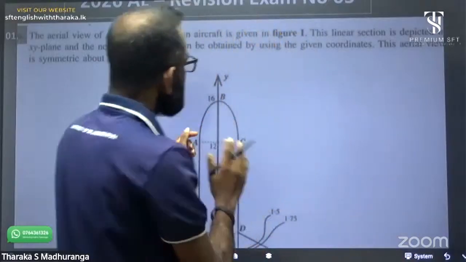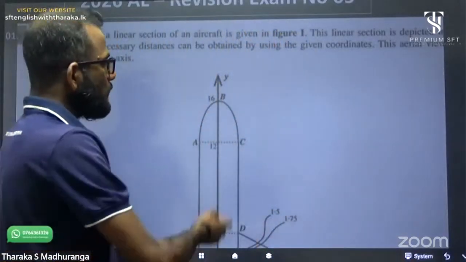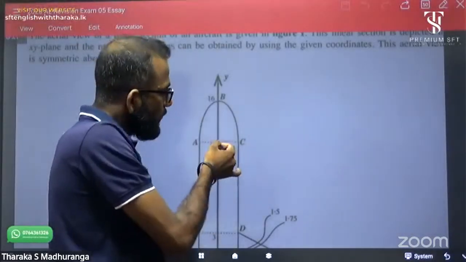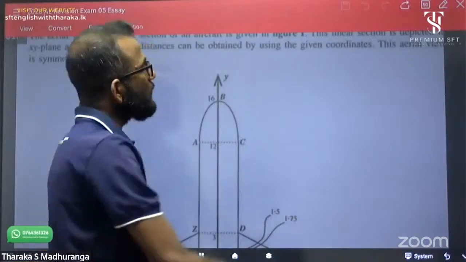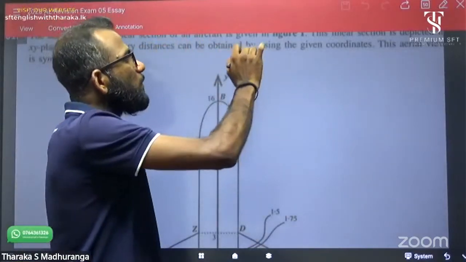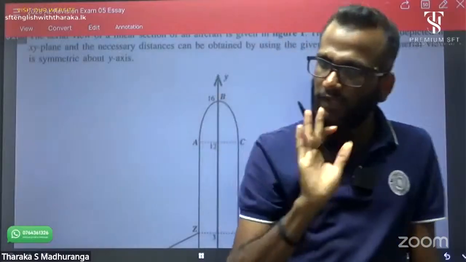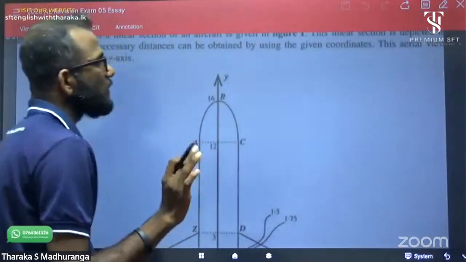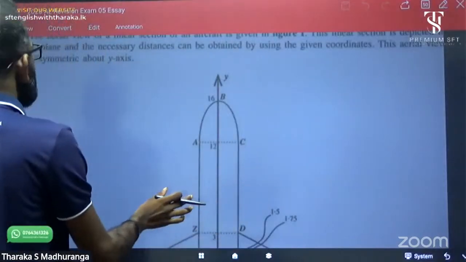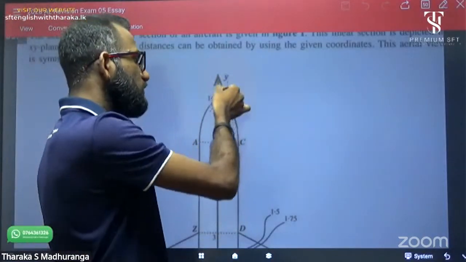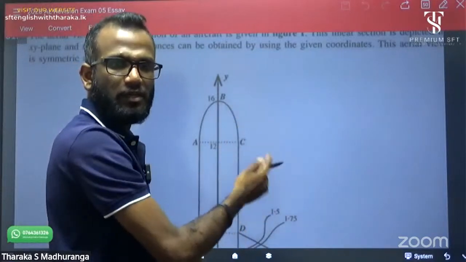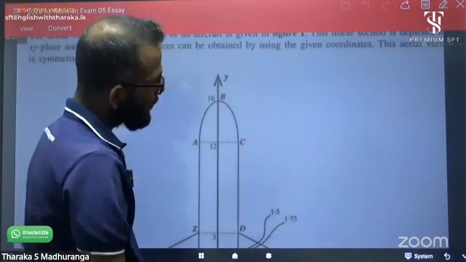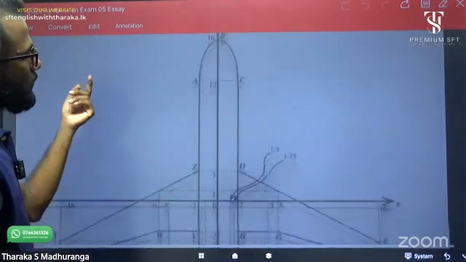That's for when distances are not given. Sometimes you may think this dash line length is 12. No, it is wrong. The 12 means this dash line's y coordinate. Any distance not given in the figure, only coordinates are given. This aerial view is symmetric about the y-axis. Symmetric means shapes and sizes are the same on both sides, right?